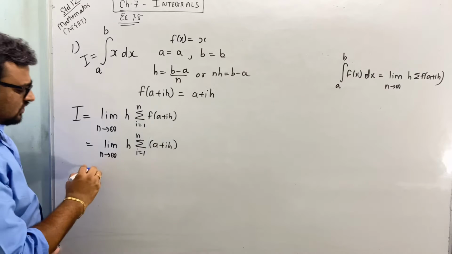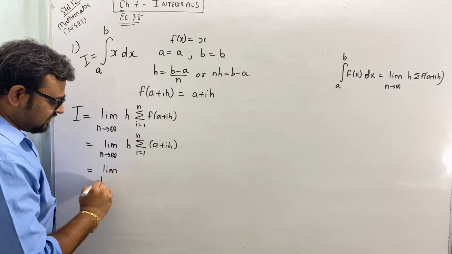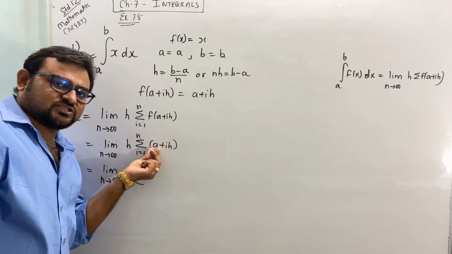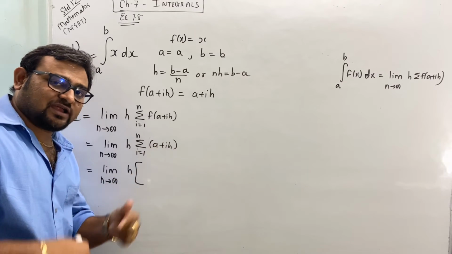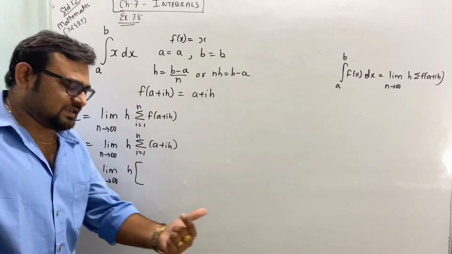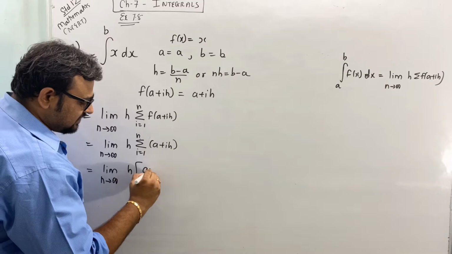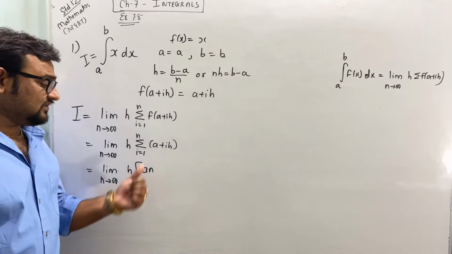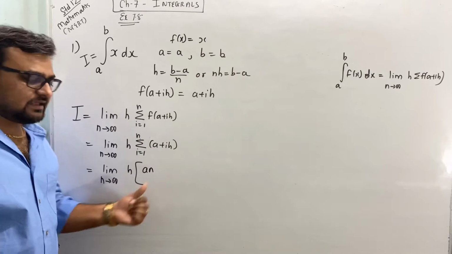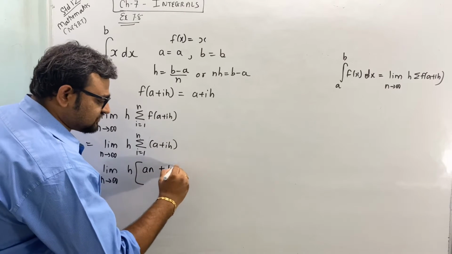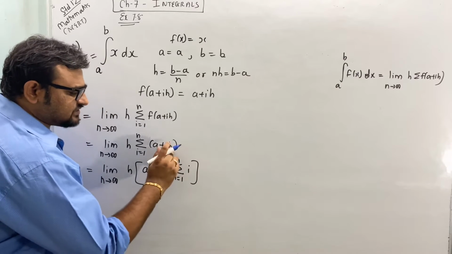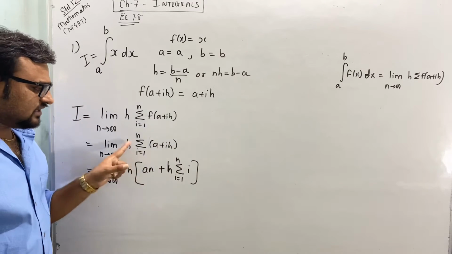Clear? So now limit n tends to infinity h. Now a is constant, right? I had already discussed it earlier. When it is summation of a, then the answer will be an. It is 1 to n, so this will be an. If it is i equal to 1 to 5, then it will be 5a. So here it is 1 to n, so it's an plus h summation of i equal to 1 to n. See here, h is constant, so I have just taken it out.